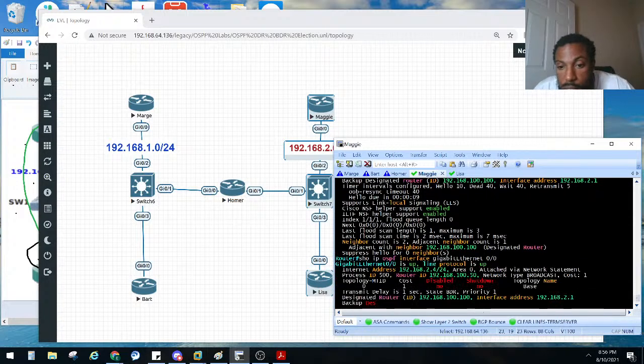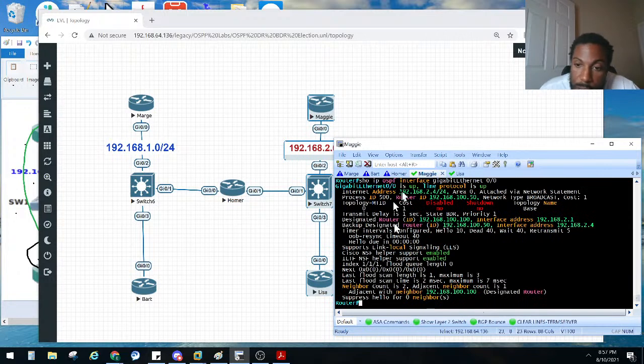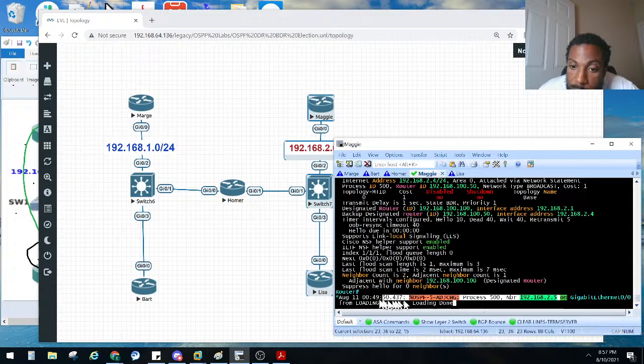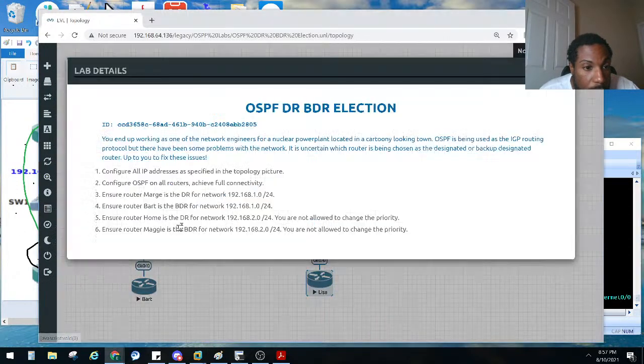There's a DROther, and now she's a BDR. There you go, right there. Probably had to wait for the process. There it goes, right there. Now it's loading in full. So now we are a backup designated router. So we're good to go, man.